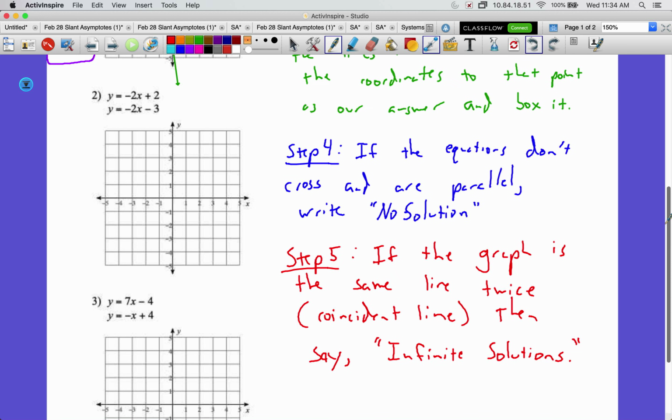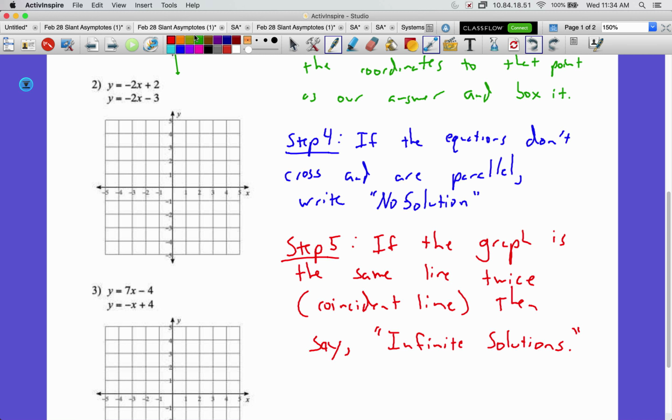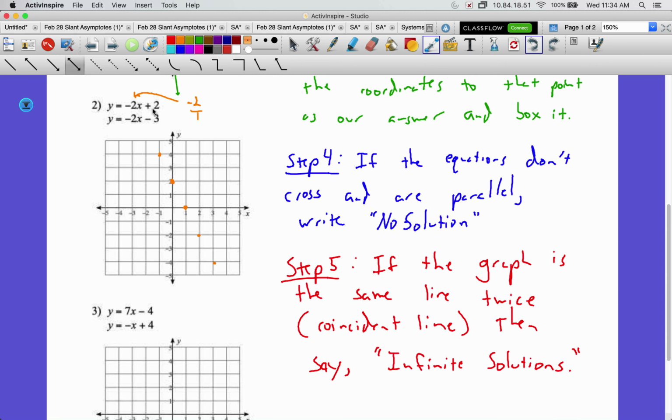Infinite solutions. All right, let's try this with number 2. Put a point at the top one's y-intercept of positive 2. To get more points, I'll turn that slope into a negative 2 over 1. So down 2, right 1, down 2, right 1, down 2, right 1, or up 2, left 1. Connect them up with a line.